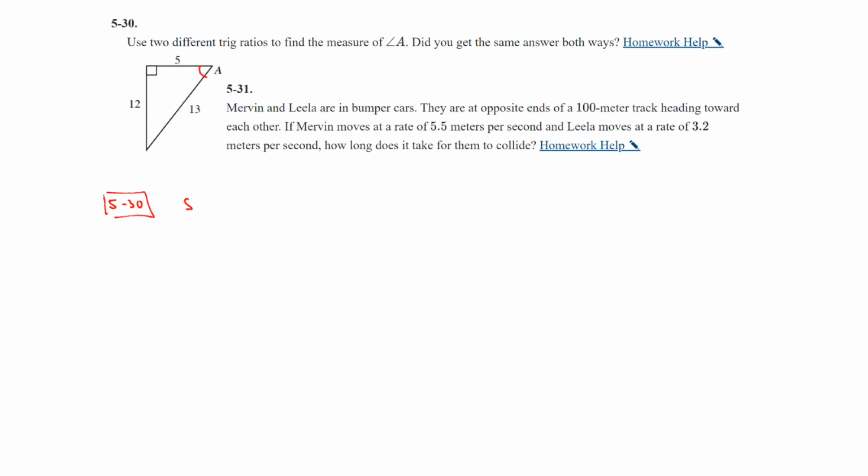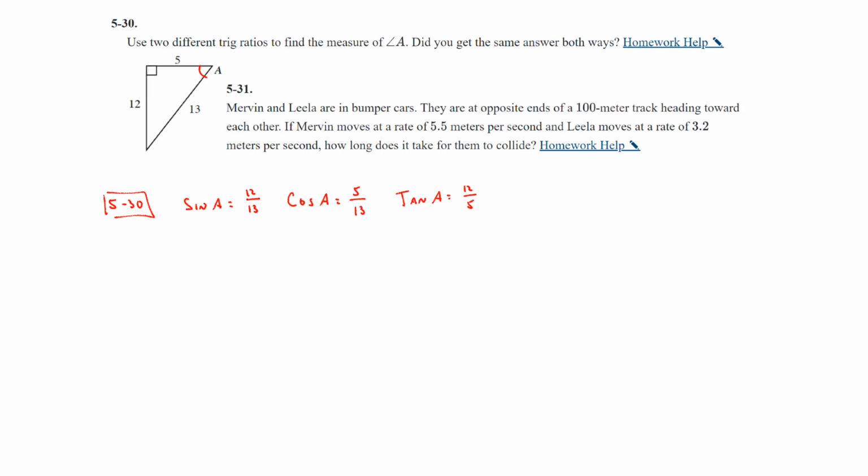So first one, if I choose to use sine of A, that would be the opposite side, which is 12, over the hypotenuse of 13. If I choose to use cosine of A, I have the adjacent side as well, so that's 5 over the hypotenuse of 13. Or I can choose to use tangent of A, which is opposite over adjacent. So any one of those you could use to be able to solve for angle A.